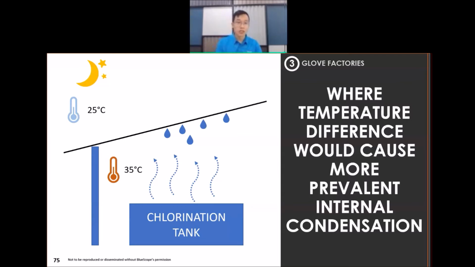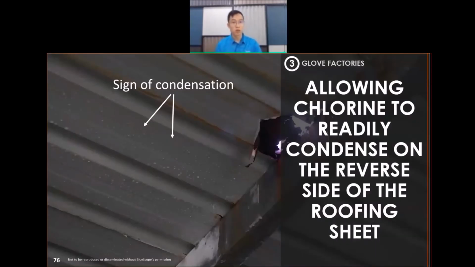Okay, and this condensation itself will allow chlorine to readily condense onto the roof side of the roofing sheets and start causing corrosion. So here I show you one diagram where we observe some sign of internal condensation on the roof side of the roofing sheet for glove factories. Okay, so this can be detrimental to not just roofing sheets, but also the structure like C purlins or I-beams and so on, if they are not well protected.